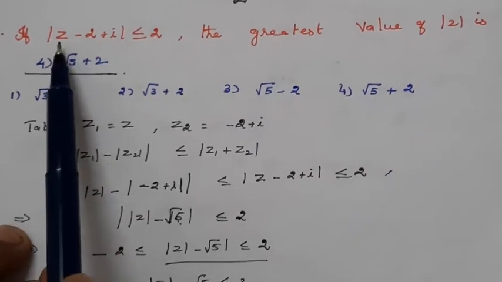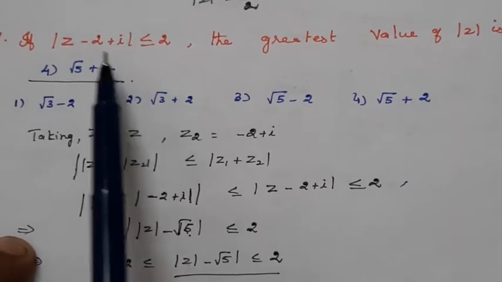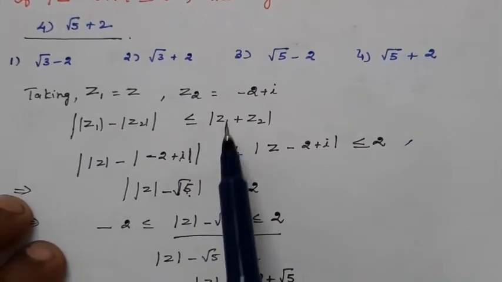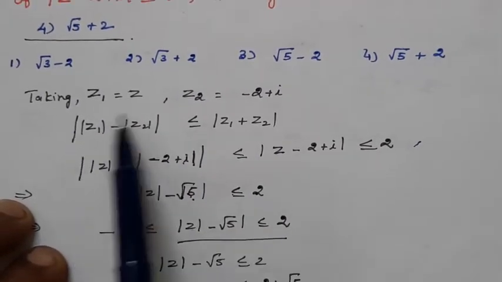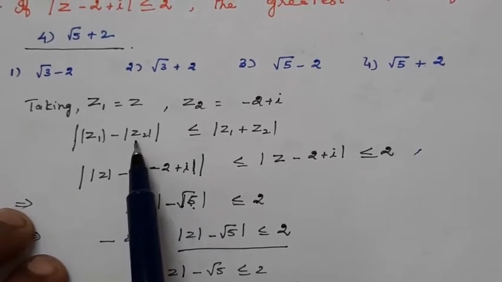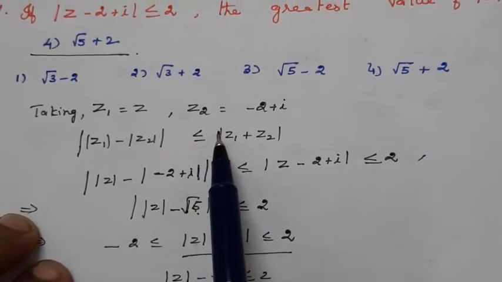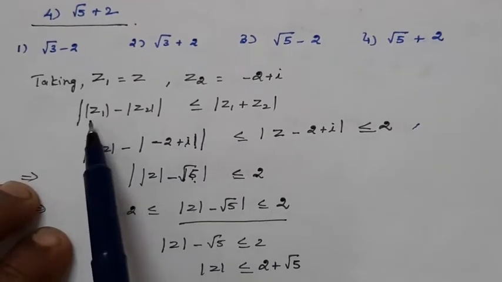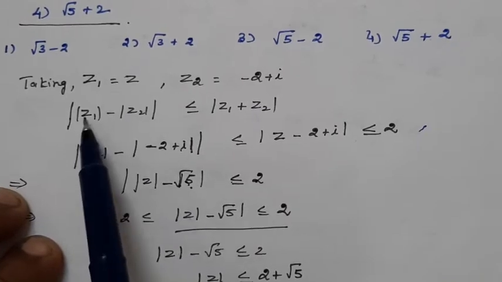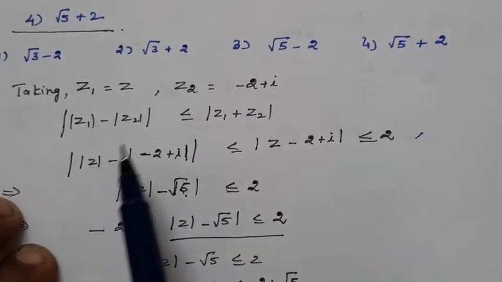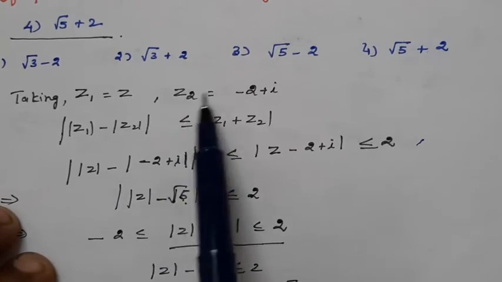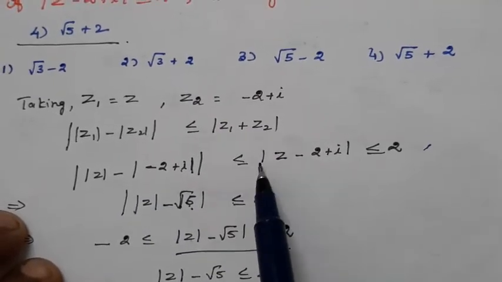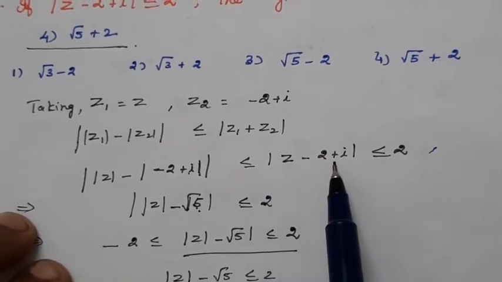So take z1 to be this z and minus 2 plus i as z2. Using the reverse inequality, whole modulus of modulus z1 minus modulus z2 is less than or equal to modulus of z1 plus z2. Let us replace z1 by z. So modulus of z1 is modulus of z, and modulus of z2 will be modulus of minus 2 plus i, is less than or equal to, again replacing z1 and z2, modulus of z minus 2 plus i.